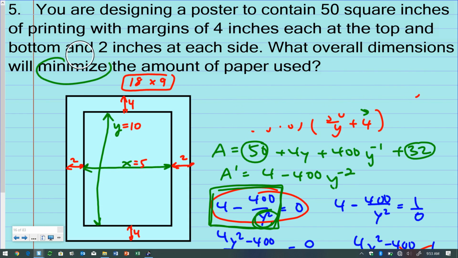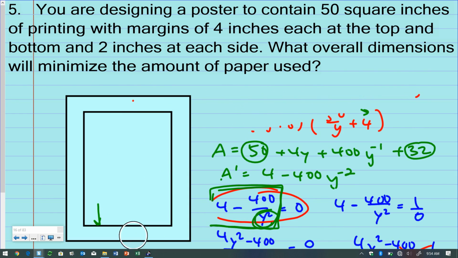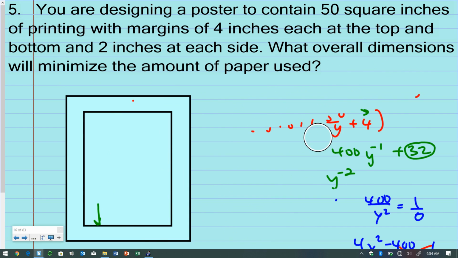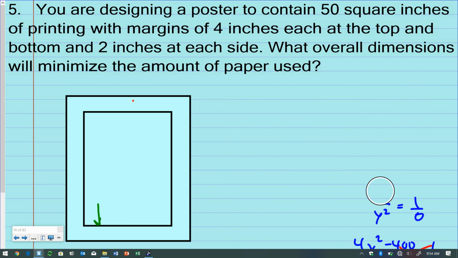Good answer. Okay, let's go to this problem here. Did I draw this for you? I wish. Okay, go ahead and draw it then.